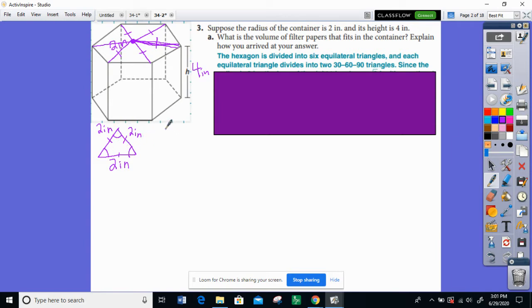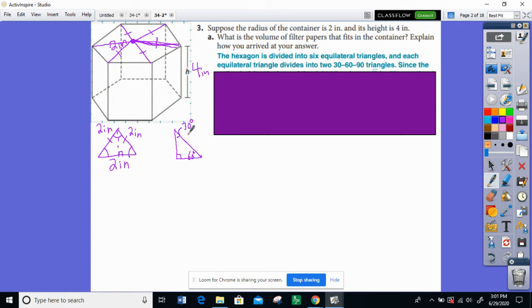So when we divide this equilateral triangle in 2, we end up with a 30 degree, 60 degree, 90 degree triangle. 90 degrees because that's a right angle, 60 degrees because we started out with 3 60 degree angles, and 30 degrees because that top 60 degree angle is bisected, split in 2.